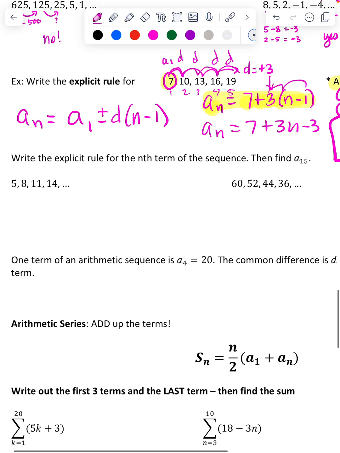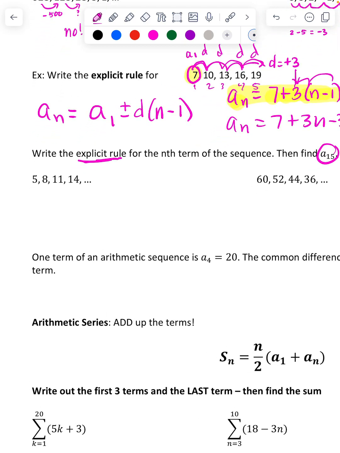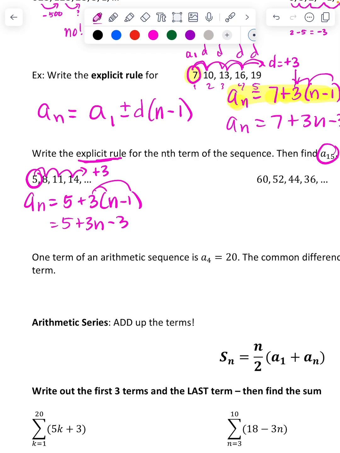So here, we're going to find the rule, and then we're going to use it to find the 15th term. So let's do that. Start with my formula. A sub n equals the first term. Now, if you look here, you can see that these are going up by 3 as well. So I'm going to add my common difference, n minus 1 times. Then distribute this number. So that'll be 5 plus 3n minus 3. And so then I'm going to get, when I put the number parts together, 3n, and then 5 minus 3 is 2. So this is my rule.